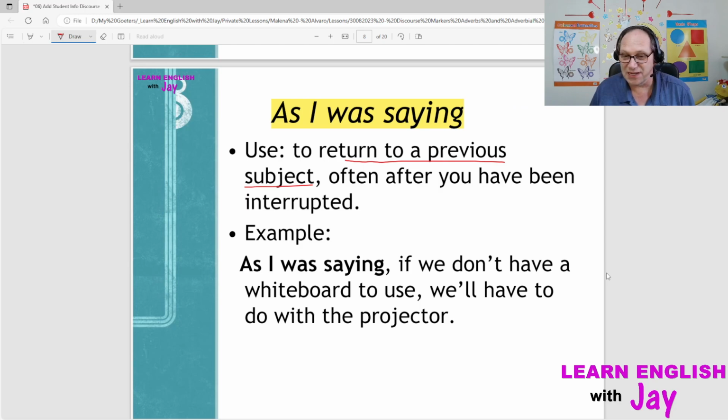So maybe you're doing a talk at school, and somebody, the teacher, might have asked you a question, and now you've got to go back to your talk, and you don't want it to sound as if you're reading things from a cue card. You can do this with a lovely introduction. As I was saying, if we don't have a whiteboard to use, we'll have to do with a projector. So return to the previous subject, especially if we were interrupted for some odd reason.